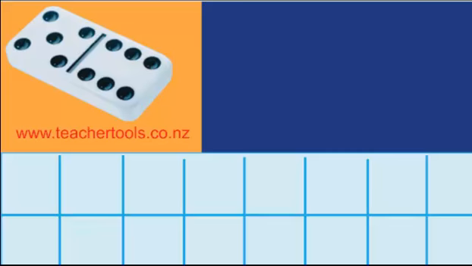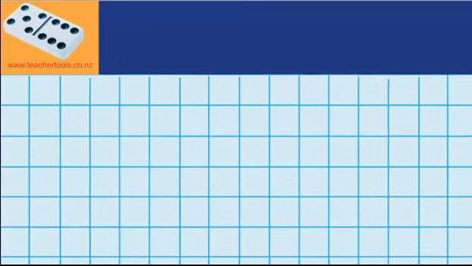Welcome to the Year 5 lesson for division. In this lesson I'm learning to use my 5 times tables to work out division questions.